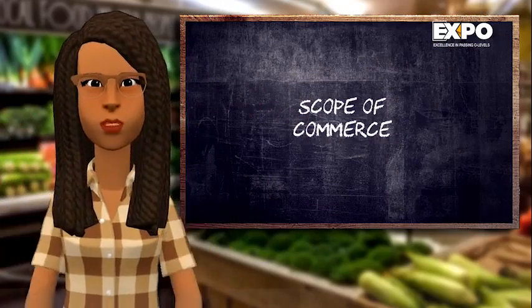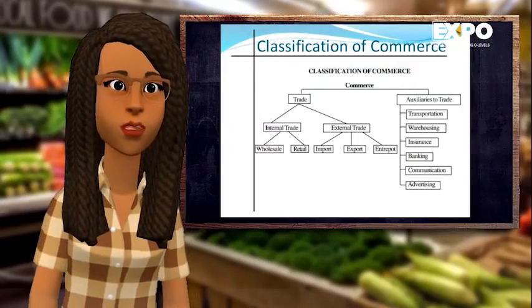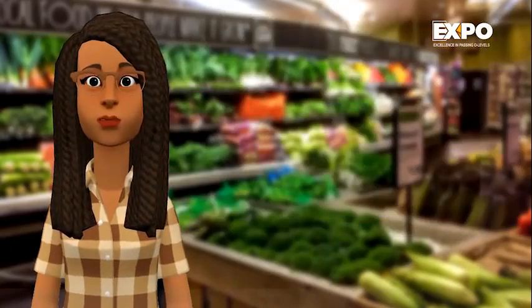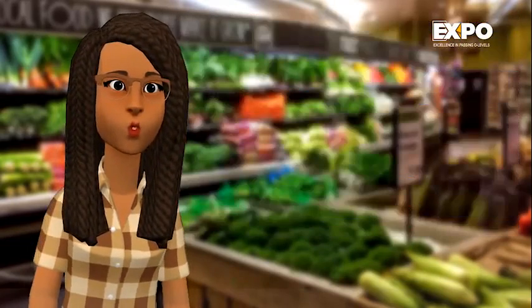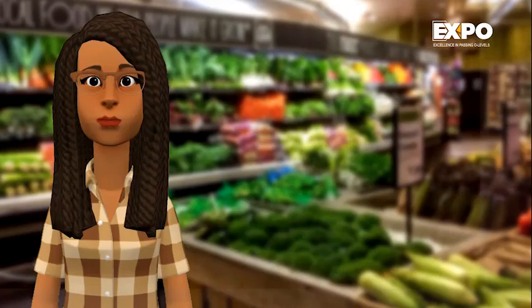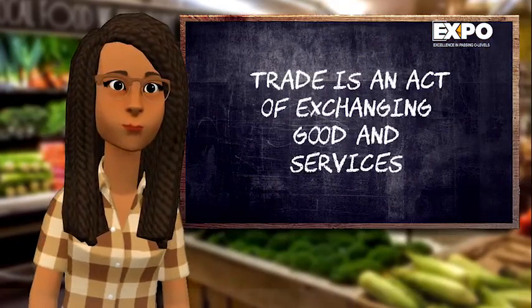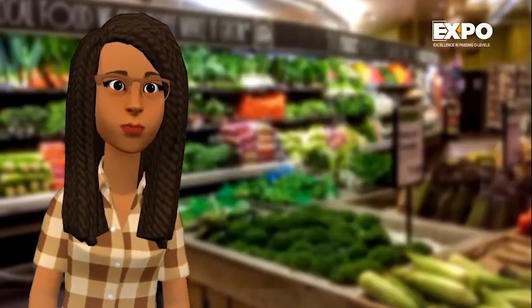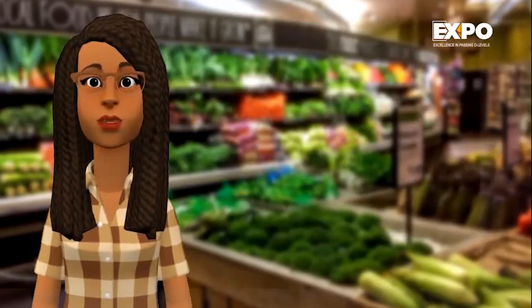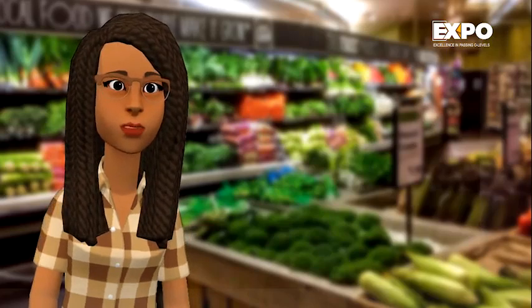The scope of commerce can be illustrated by the diagram on the screen. As we can see in the diagram, trade can be broken into two parts, home trade and foreign trade. Now, before I explain this too, what do you think trade means? Trade is the act of exchanging goods and services through buying and selling. Every day of our lives, we are either selling something or buying something. Basically, we are all traders. For instance, right now, I am offering my service and you are buying into it. Isn't that amazing? All right, now back to business.